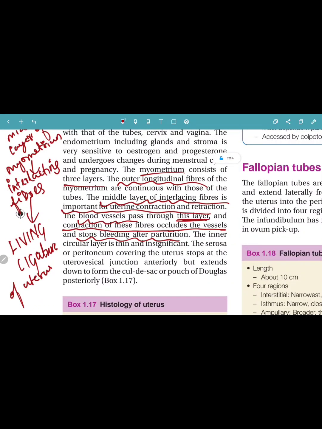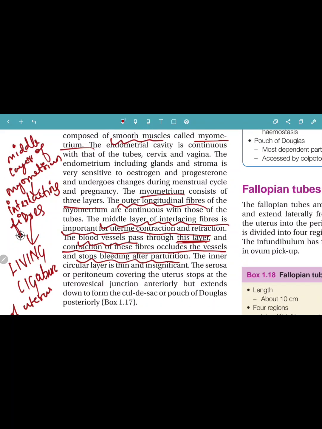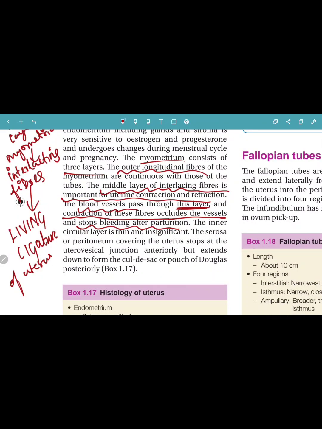So after parturition, that is after delivery, the myometrium contracts. These interlacing fibers of the middle layer will contract and occlude the blood vessels. Because of this, postpartum hemorrhage will be reduced, and therefore it stops bleeding after parturition. That is why the interlacing fibers of the middle layer of myometrium are known as the living ligature of the uterus.